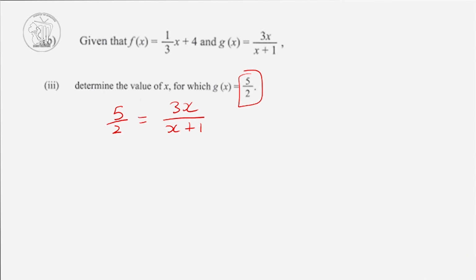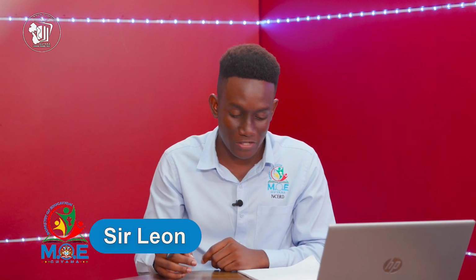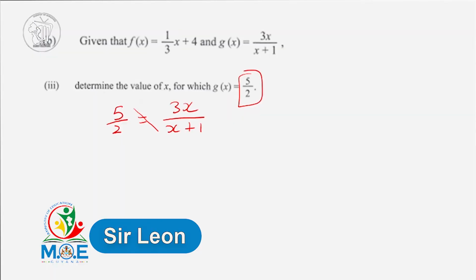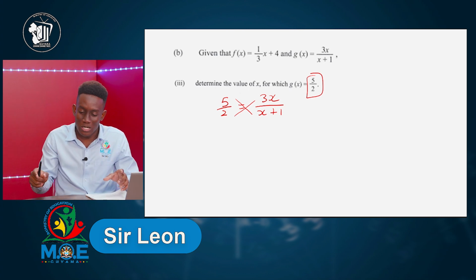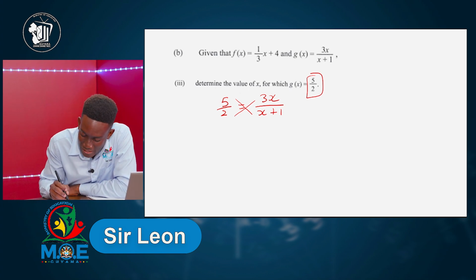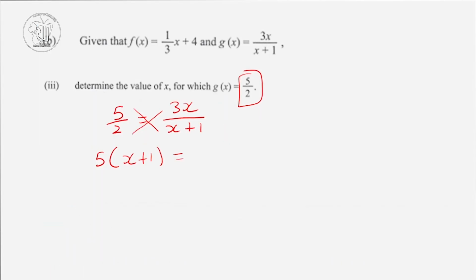From the time you have a fraction equal to a fraction, your mind should immediately go to cross multiplication to get rid of the denominators. We multiply this by that, and that by that. We do this because it's challenging to work with fractions, so you try to get rid of them as early as possible. So this will be 5 multiplied by x plus 1 is equal to 2 multiplied by 3x.